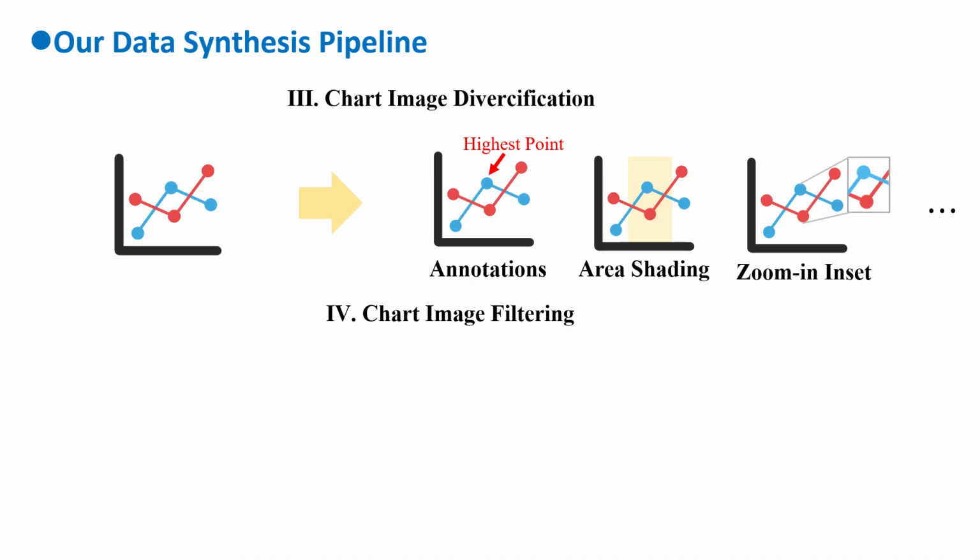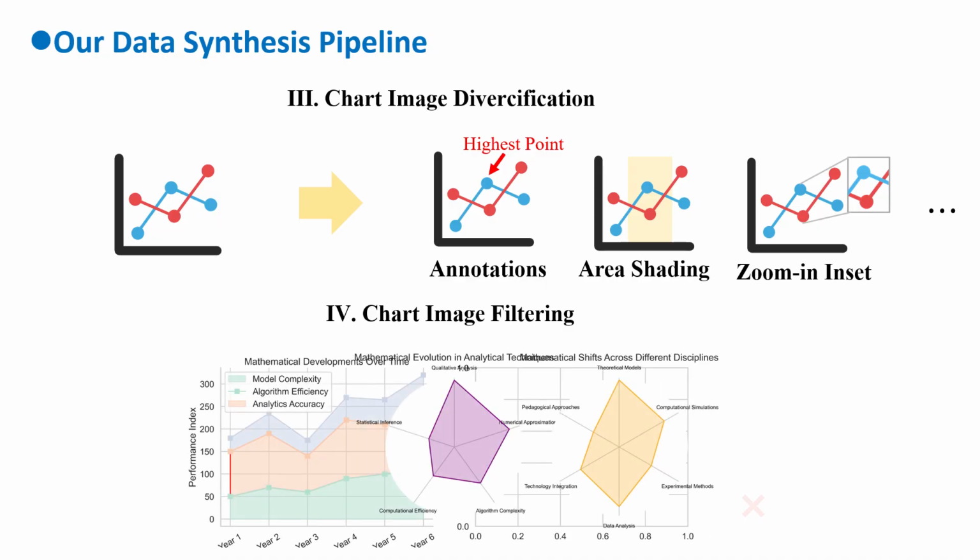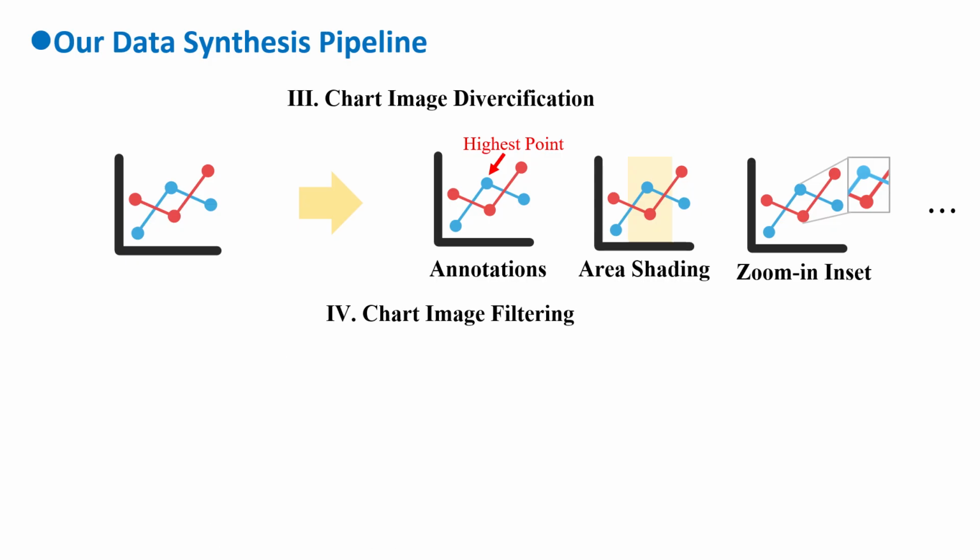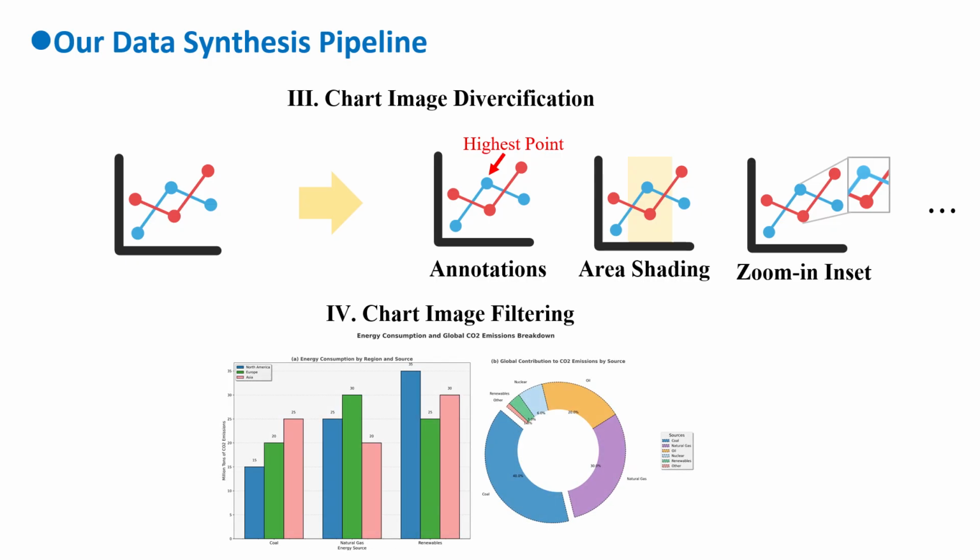For chart image filtering, we automatically filter out low-quality charts using visual clarity and semantic coherence scores provided by GPT-4o. Keeping clear and diverse charts makes the data balance richness with readability. With the images ready, we create QAs.